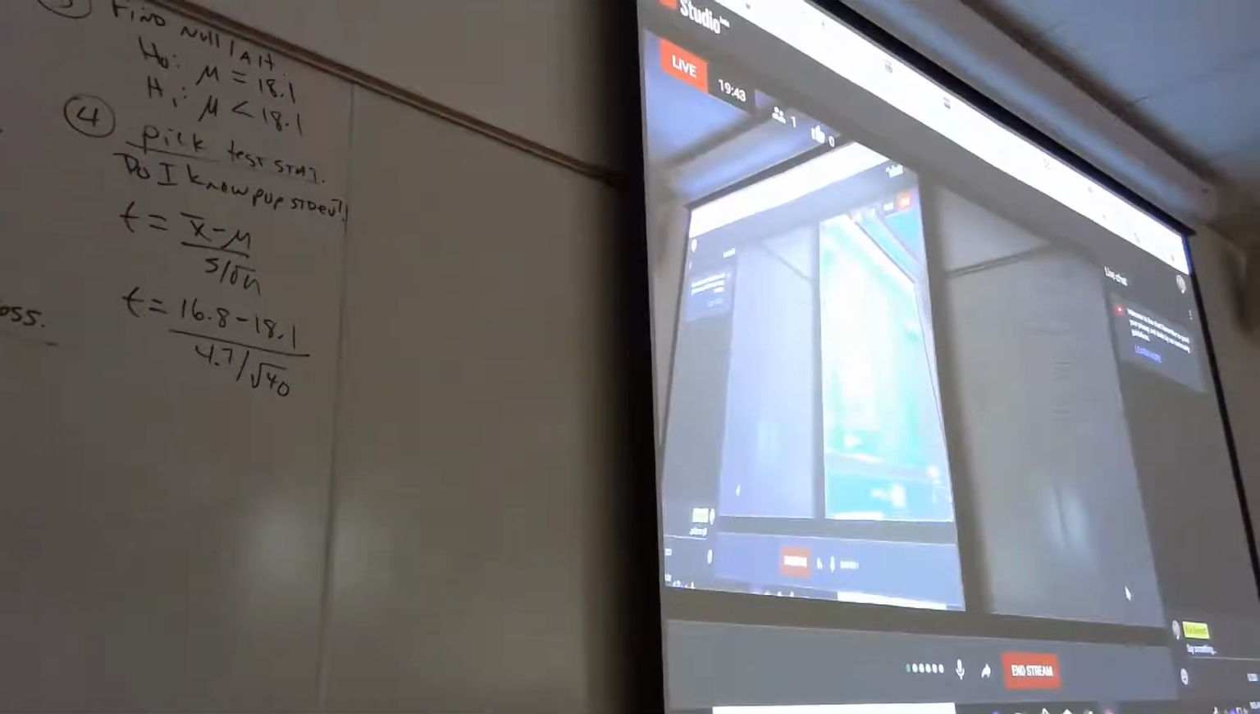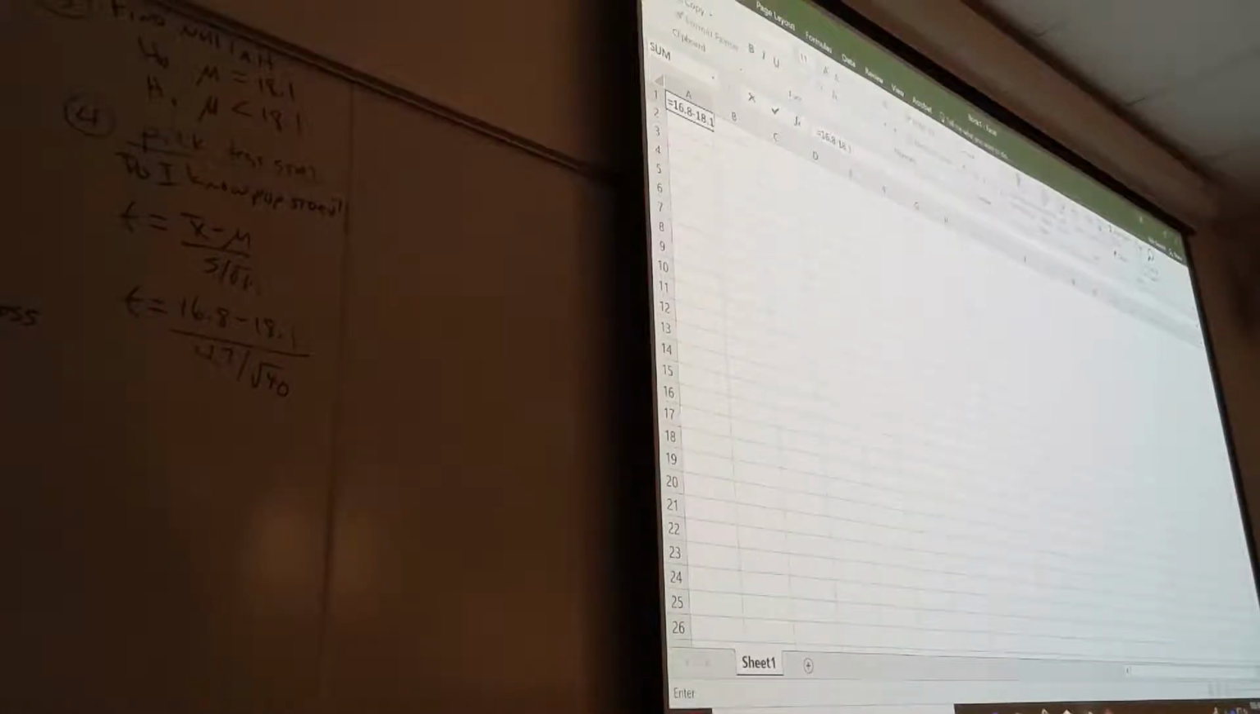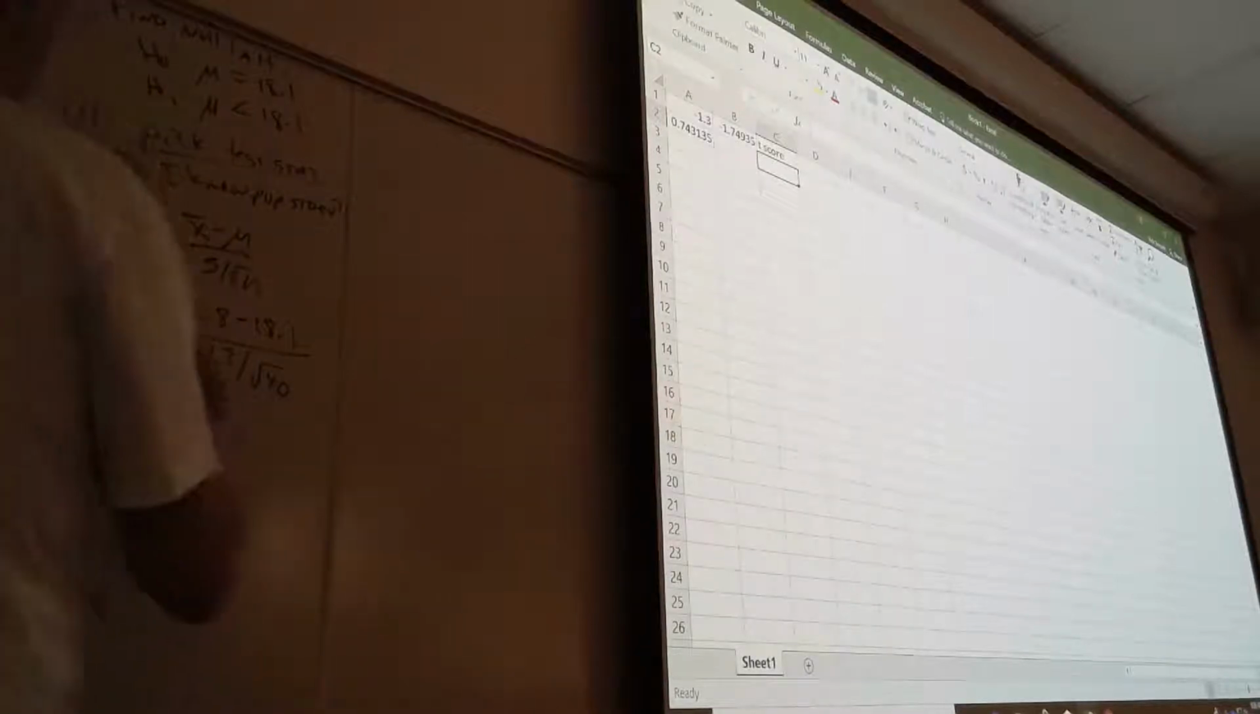Let me pull up my spreadsheet here for the people at home. Equals 16.8 minus 18.1, that's my numerator, equals 4.7 divided by the square root of 40, equals your numerator divided by the denominator. So I've got a t-score. Now this is kind of like standard deviations, it's not exactly the same, but it's pretty close. So I've got a t-score equal to negative 1.74.